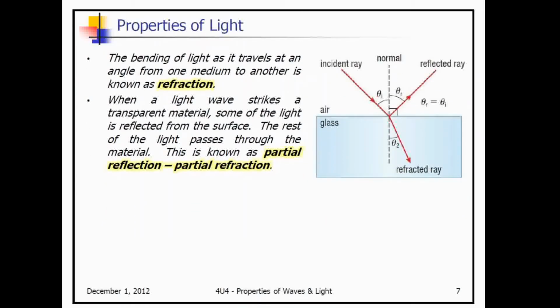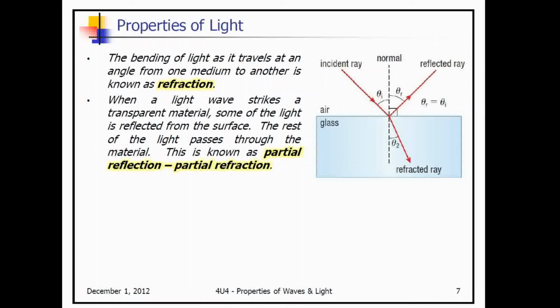We also have the bending of light. That's known as refraction. And this occurs when light travels from one medium to another. So you see the image on the right. We have the incident ray and the reflected ray. So theta I equals theta R. But we'll also have this refracted ray, theta 2, that will be at some angle, but it's not necessarily related to theta I. And it's more related to the mediums, the change in the mediums.